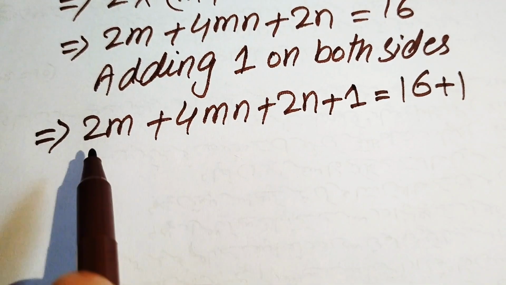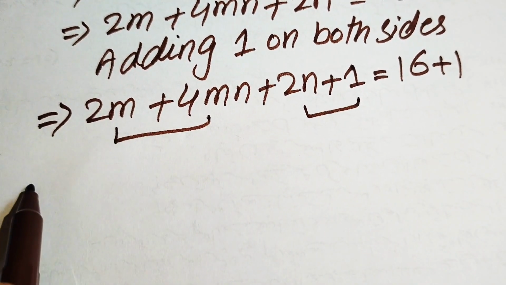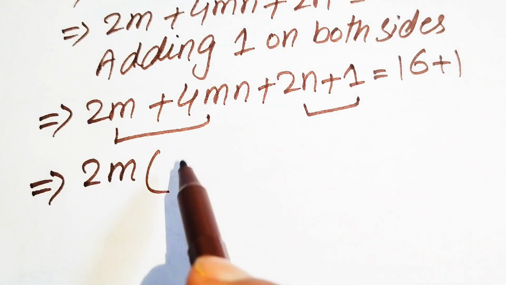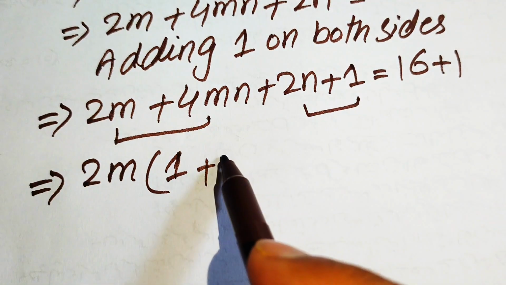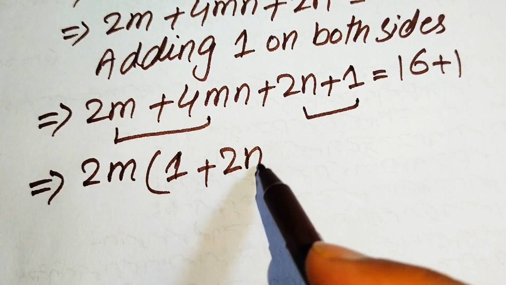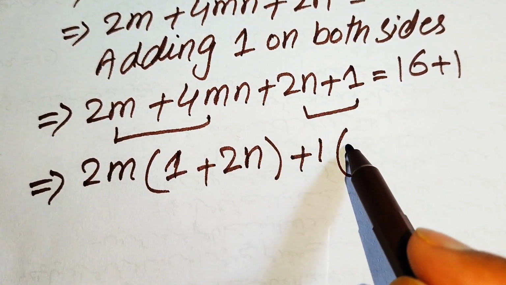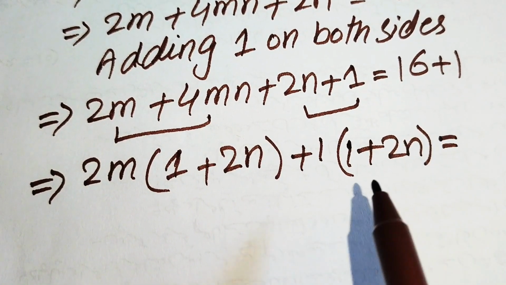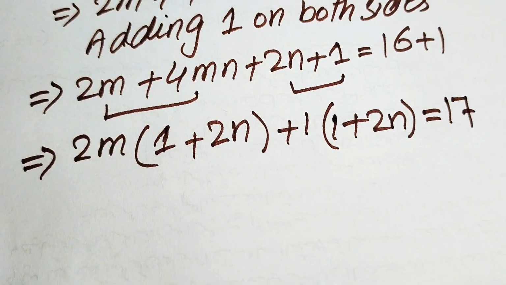After that, we focus on these two terms and these two terms. You see here we have 2m as the common term on these, and we get 1 plus 2n, since we take common 2 and the remaining term is n. And here we take common plus 1, and we obtain 1 plus 2n, and it is equal to 16 plus 1, which becomes 17.